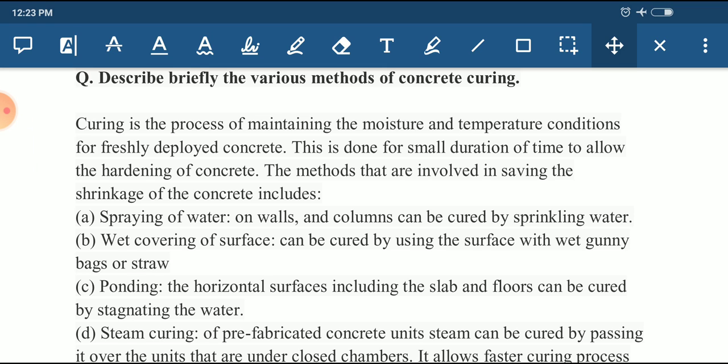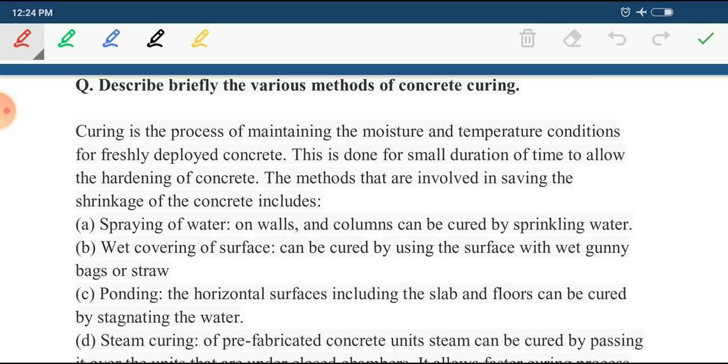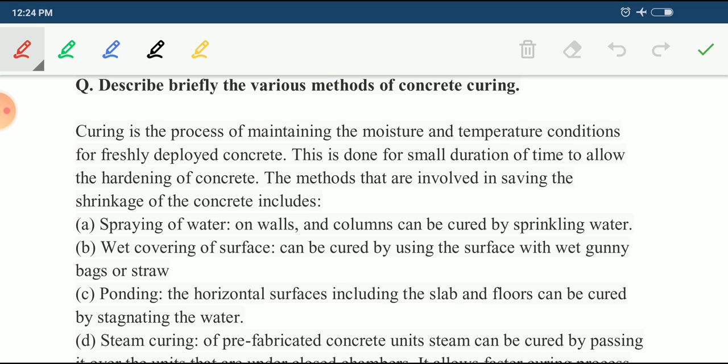If you want to get the desired strength, you should go for curing. So what are the different types of curing? Spraying of water: walls and columns can be cured by sprinkling water. Next, wet covering: surfaces can be cured by covering them with wet gunny bags.